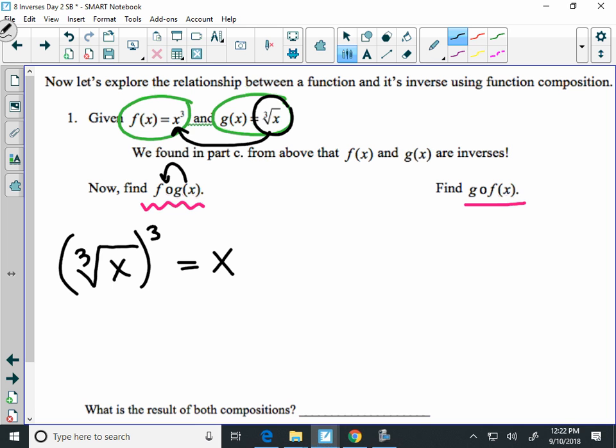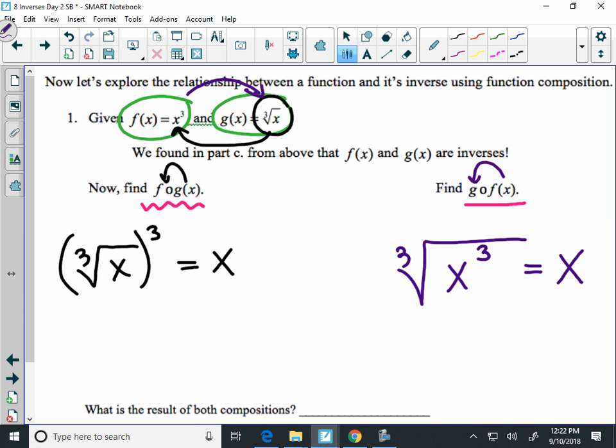Now, I need to find g of f of x. Same kind of idea, but I'm going to take f and put it into g. So I'm going to take the cubed root of, what goes in for x here? Not 3x, x cubed. Well, again, what happens with the cubed root and the x cubed? They cancel each other off, and you just get x. What's the result of both compositions? x. Something happened there. I'm not going to tell you what yet.